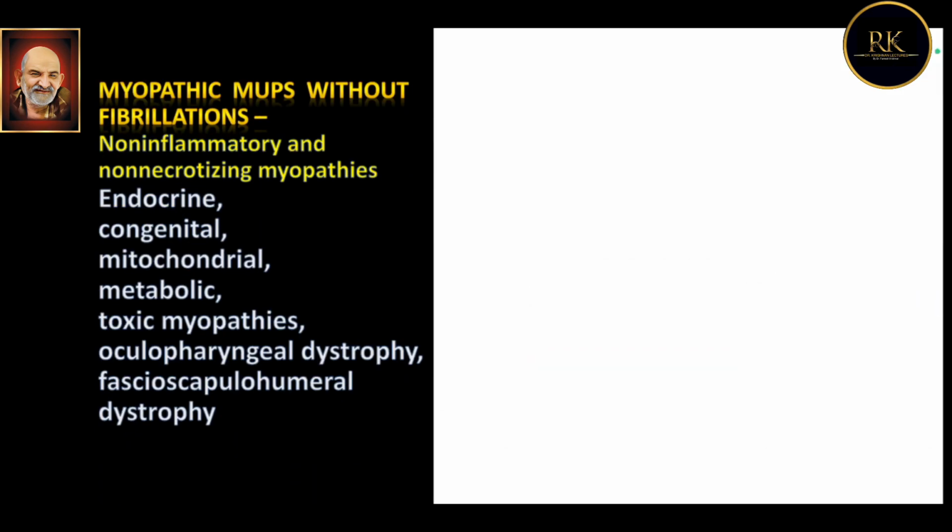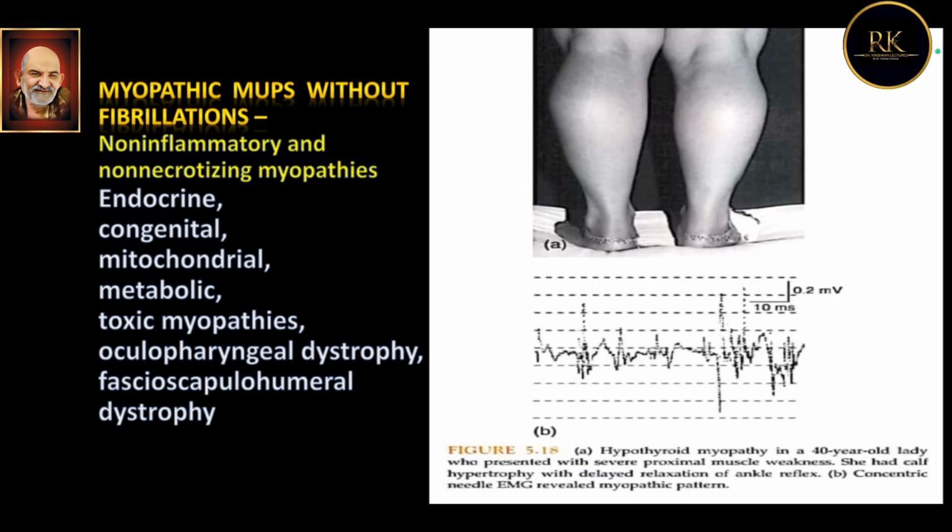If myopathic motor unit potential is not associated with fibrillations, then a non-inflammatory and non-necrotizing myopathy could be the cause, with endocrine myopathies, congenital myopathies, mitochondrial myopathies, metabolic myopathies, toxic myopathies, oculopharyngeal dystrophy, and facioscapulohumeral dystrophies. This is the EMG in a patient with hypothyroidism. Here we can see myopathic patterns of motor unit potentials without fibrillations.